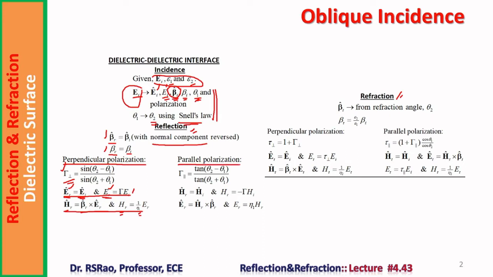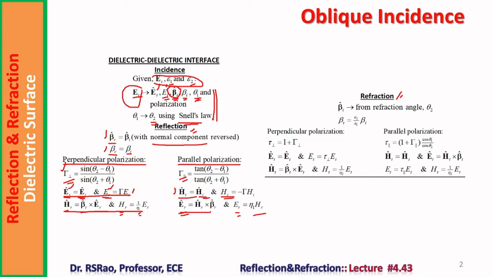If the incident wave is parallelly polarized, the reflection quotient can be obtained from tan(theta 2 minus theta 1) by tan(theta 2 plus theta 1). The direction of the magnetic field in the reflected wave can be obtained from the direction of the magnetic field in the incident wave. Its amplitude, of course, from the product of minus gamma H_I. The direction of the electric field in the reflected wave can be obtained by crossing the unit vector which is already available, H_R cap, with beta_R cap, and the amplitude E_R is eta_1 H_R. So H is available now, E is also available. So the reflected wave is completely known.